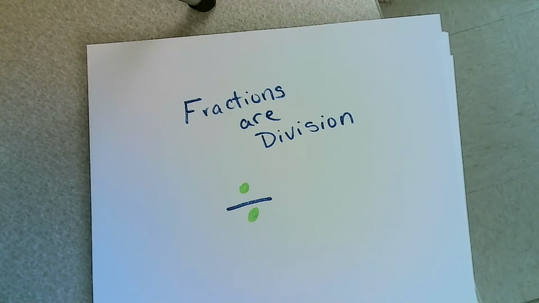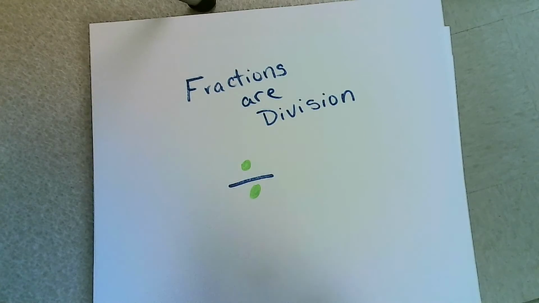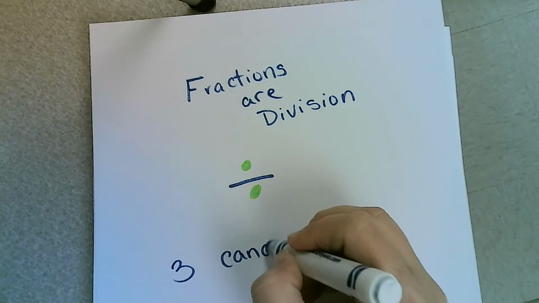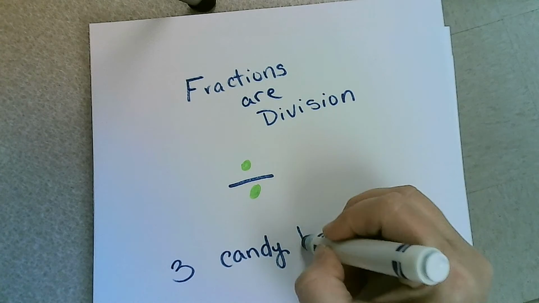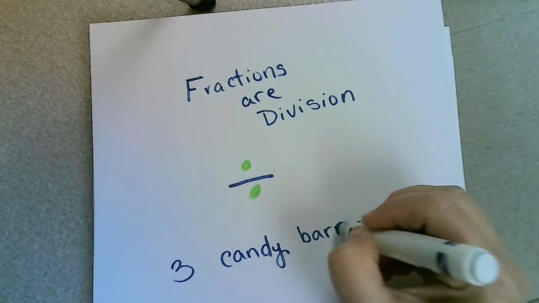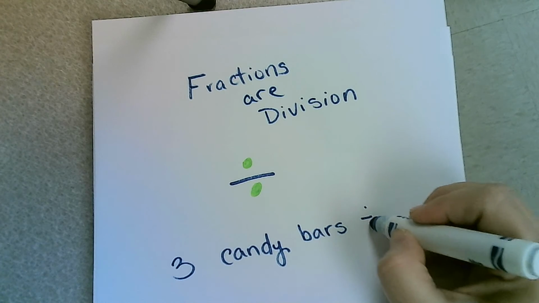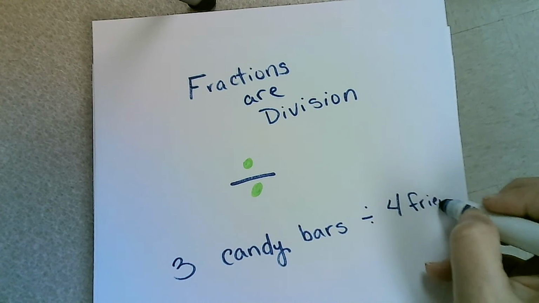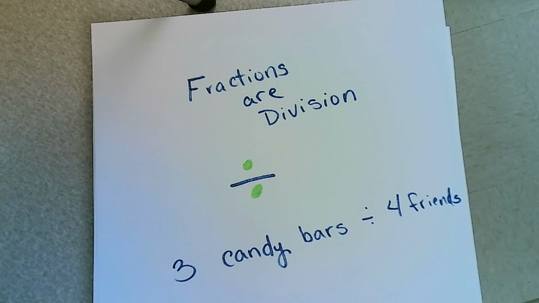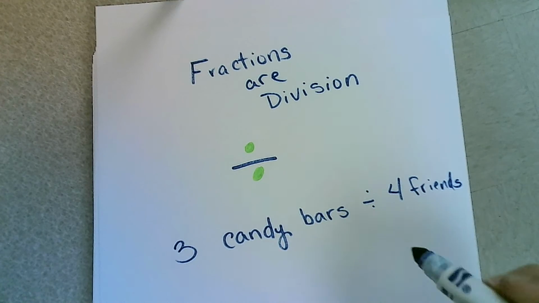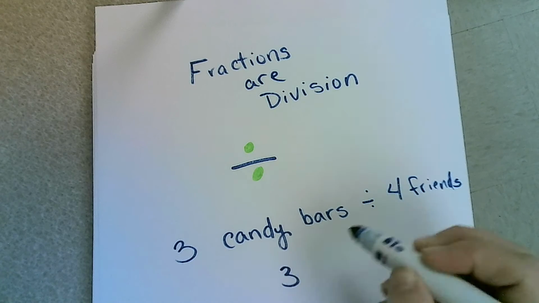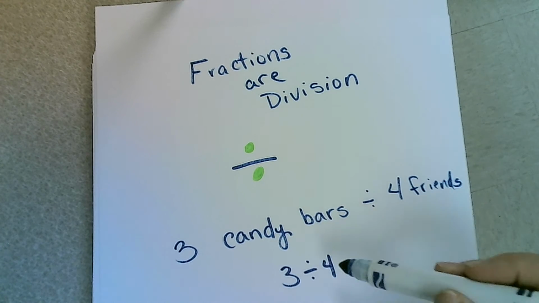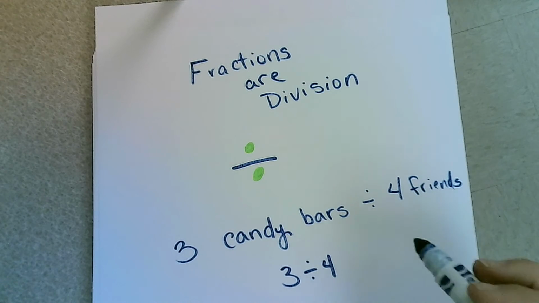So what this means is if you have 3 candy bars, and a lot of this will be word problems, and you're going to divide it evenly among 4 friends. Yes, I use mathematician shorthand. Then you're going to have 3 divided by 4. This is the dividend, this is the divisor.